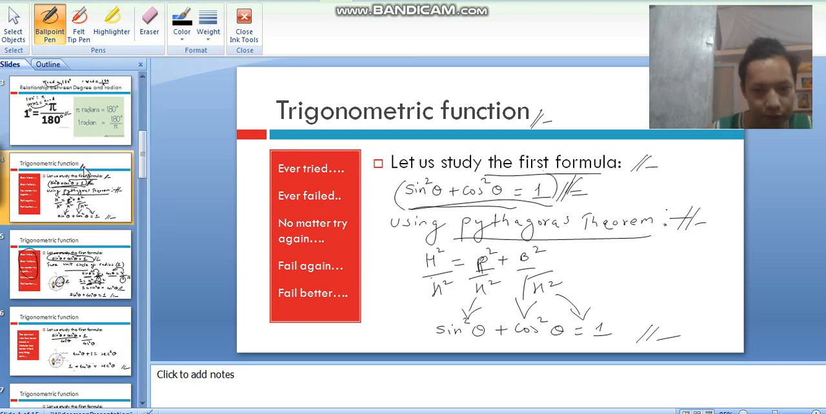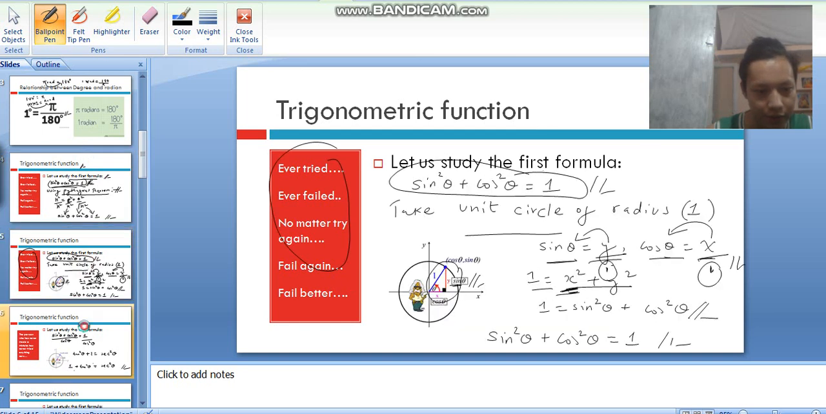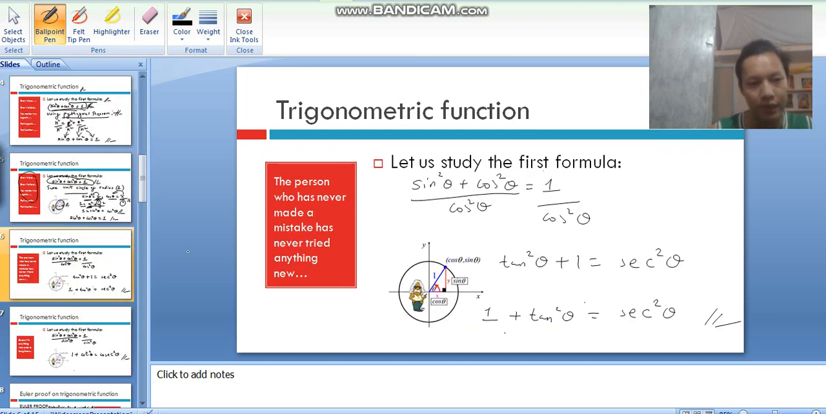So this is done, right? So this is also done. So this is the 6th slide here. My 6th slide here is trigonometric functions.